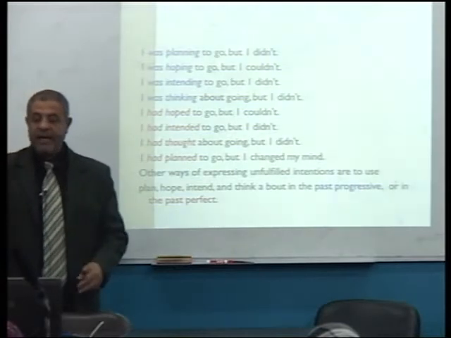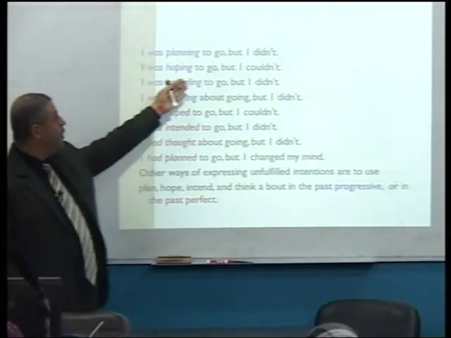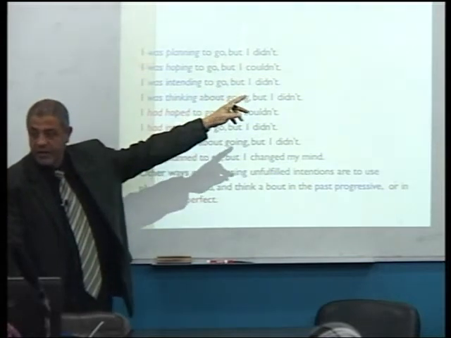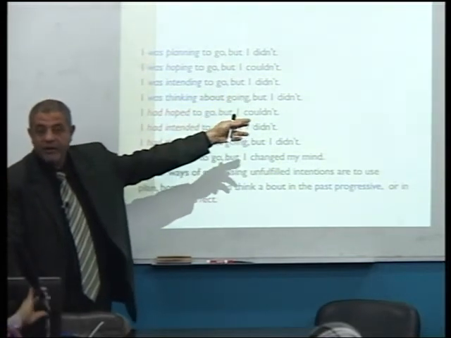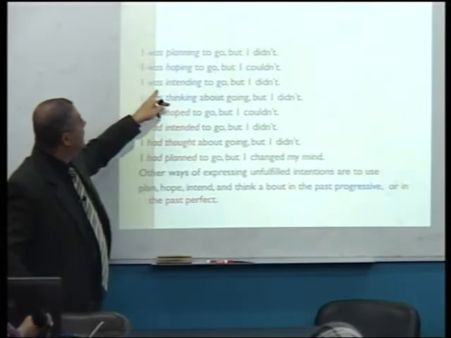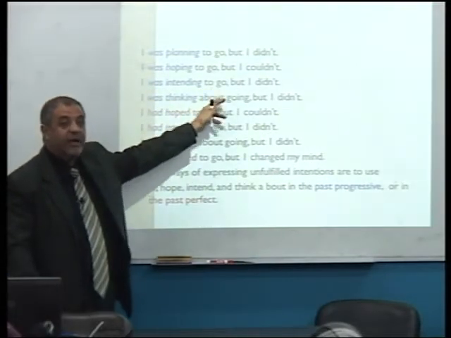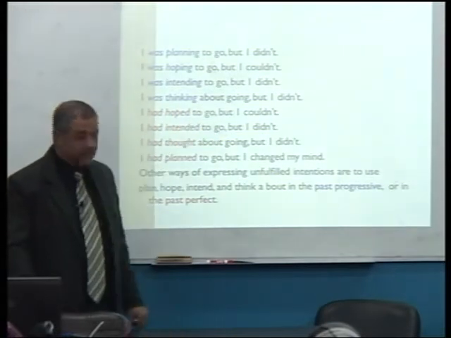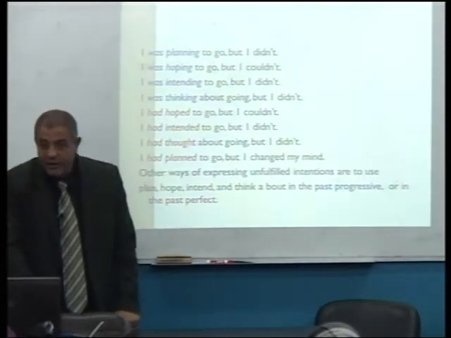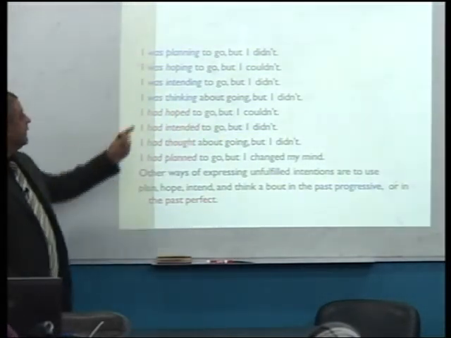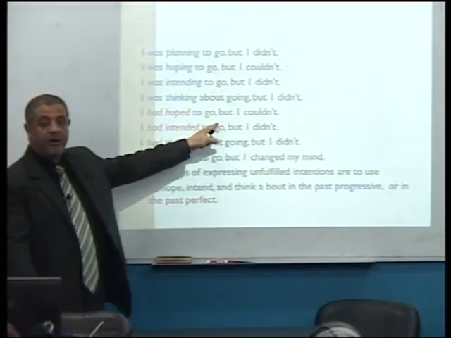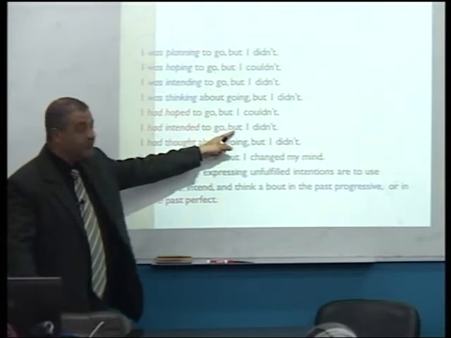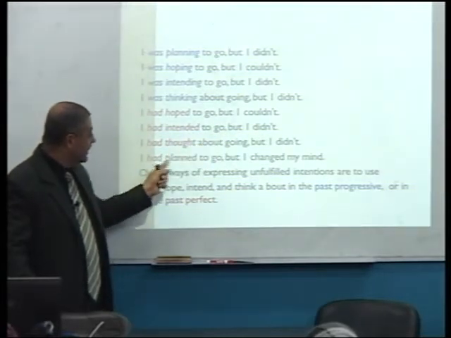Look, I was planning to go. I was hoping to go. But I couldn't. Did I go? No. I was intending to go. Did I go? No. I was thinking about going, but I didn't. Did I go? No. The same with the past perfect. I had hoped to go, but I couldn't. I had intended to go, but I had thought and I had planned.